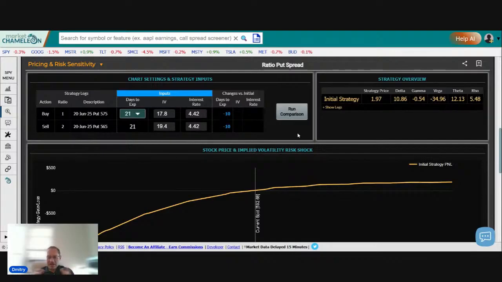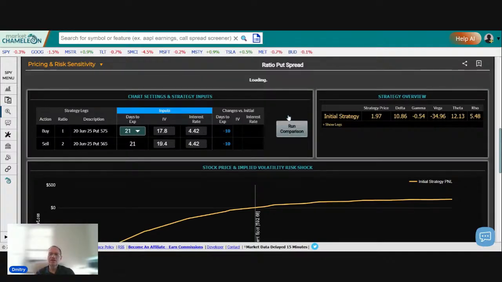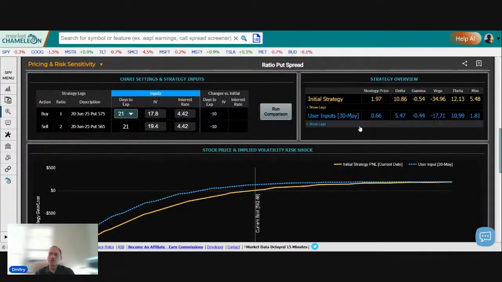So on May 30th, if we keep the implied vols the same, and interest rates the same, now what we have is time decay. These options now have less value with the same implied volatility because they have fewer days to expiration. So let's run that analysis and make a comparison. So here it is on May 30th. We see that this strategy would be worth 66 cents.